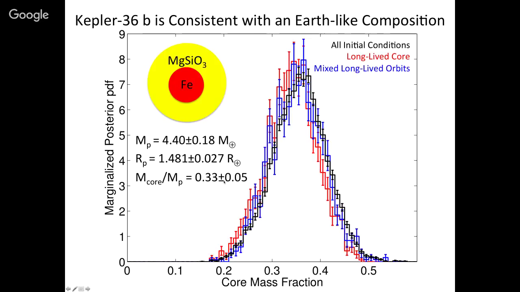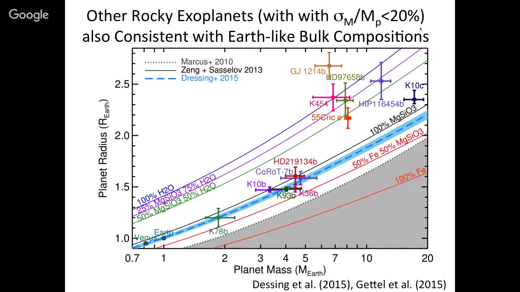And as I mentioned earlier, the Earth's iron core accounts for roughly 32.5% by mass of the Earth. So Kepler 36b is very consistent with having an Earth-like bulk composition. So Kepler 36b is the rocky exoplanet for which we have the best constraints on its mass, density and bulk composition to date, and it's consistent with having an Earth-like bulk composition.